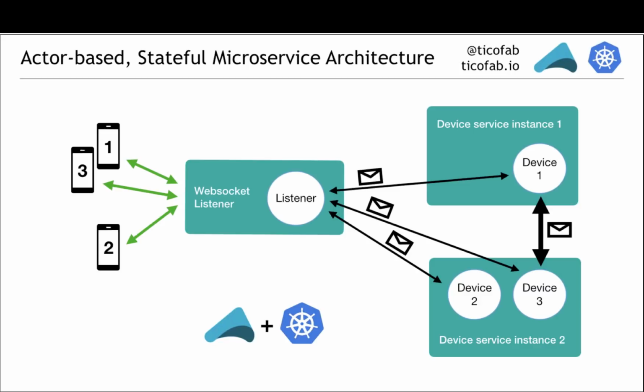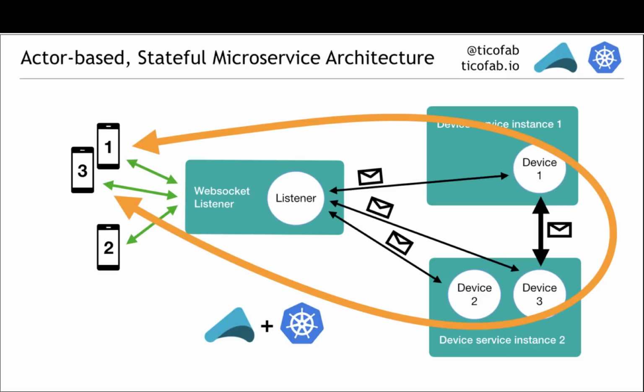So in this case, the logical connection, you can see it like this. Data from the first device, device number 1, will go through the actor device 1, which will pass it on to device 3 actor, which will then push it down to the real device number 3. And in this scheme, that arrow right there between the two instances, it's really core. It's really powerful. And this is something that Akka brings you.